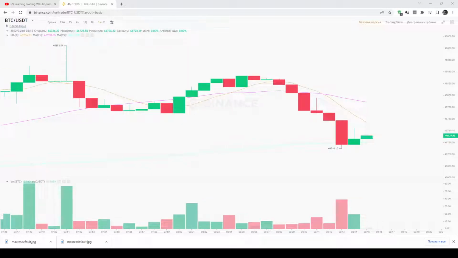and a 2 to 1 risk reward trade, and there's another short signal up here.